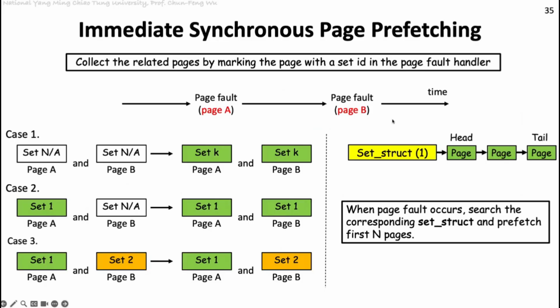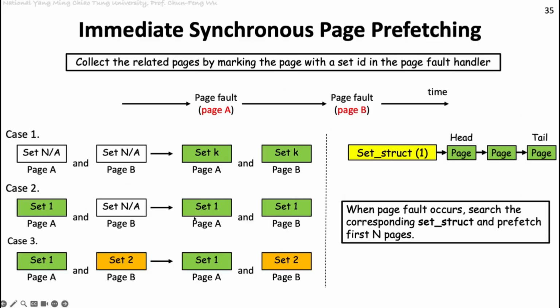So it means patch A and patch B are accessed in a very near time span. Then we will set them in the same set. This is called set K, or you can think of it as group K. So if patch A is already in group 1, and after dealing with patch A's patch fault, patch B also has a patch fault later, then because they are in a very close time, with the locality considerations, patch B will be allocated to the same group as patch A. So now patch A and patch B are all in the same group.